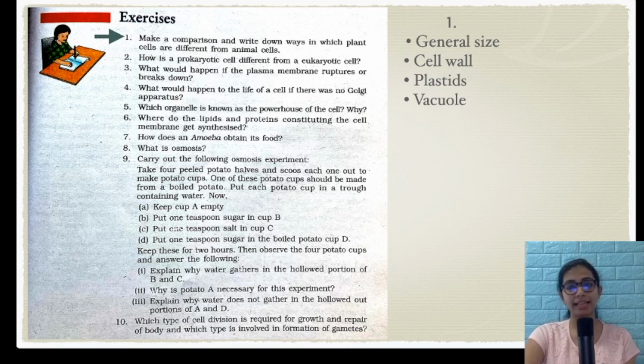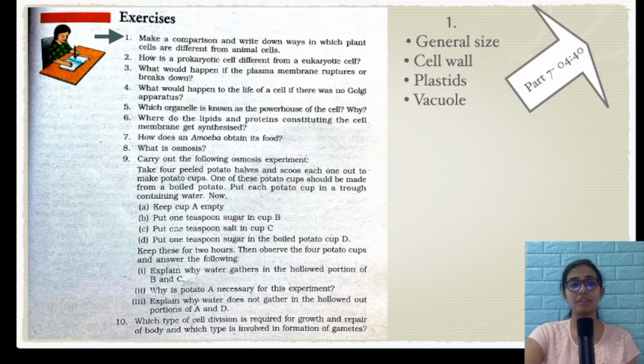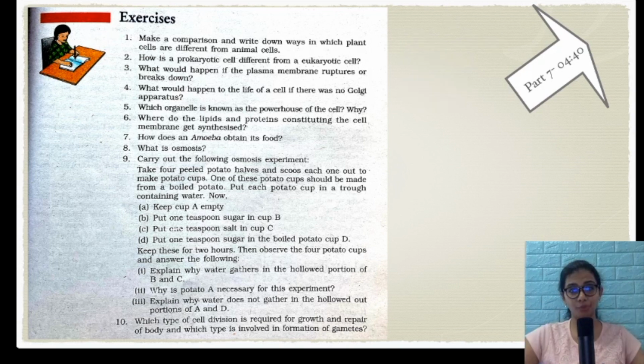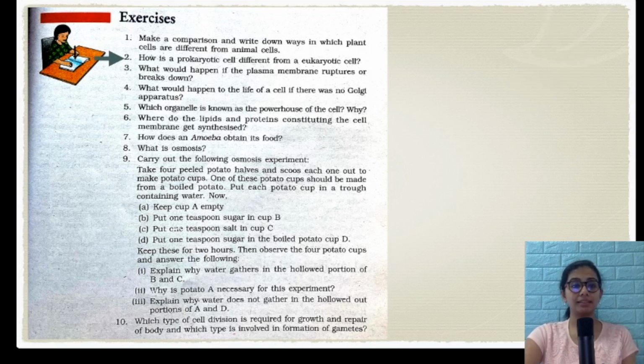If you still need help, you can always look at the part 7 video of this series that I have made, and check it out at the time interval 4:40, link above. In that, I have compared plant and animal cells in a tabular form. Now you won't find that in your textbook, right? Now, secondly, what is the other question?